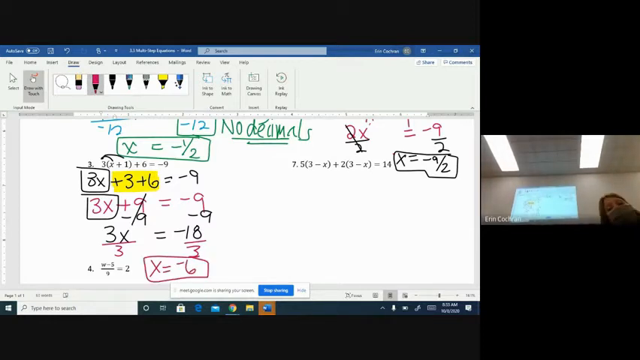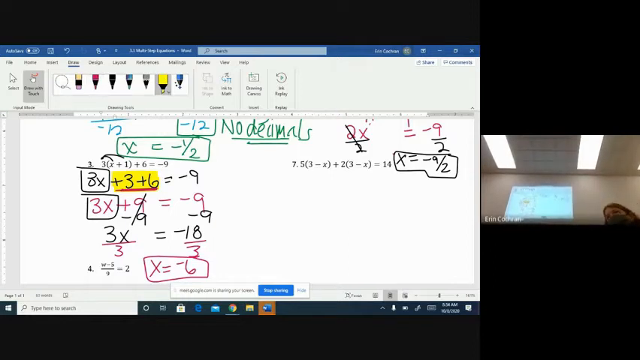Now, some people, if they want, instead of combining the 3 and the 6 there, they could subtract the 6 to the other side. They could subtract the 3 to the other side. It doesn't matter. I like combining them just because I feel like it's one less step. But it doesn't matter. All right, number 7. Go ahead and start that one for me.